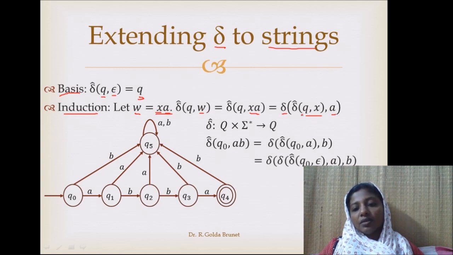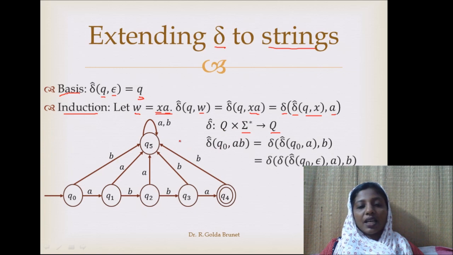And now if you see, this delta cap is a function defined from q, some state, and the string. Instead of the symbol, we now have the string. So it is Q cross sigma star, that is the Cartesian product of the state and the string, and it is mapped back to the state.